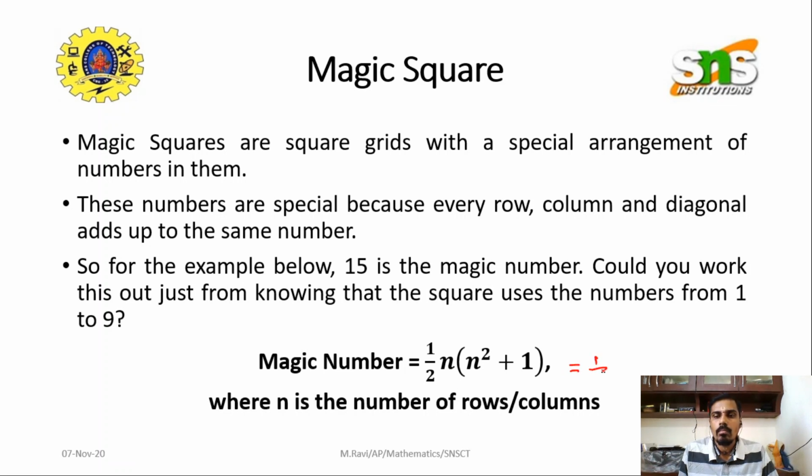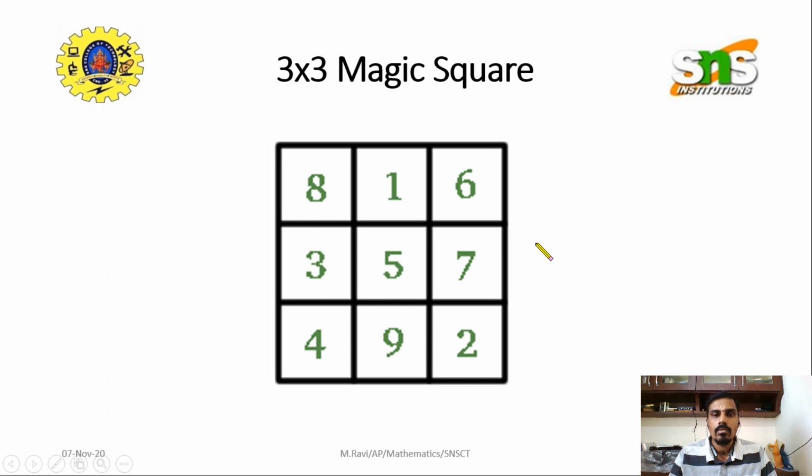So you will get 1 by 2 into 3 into (3 square, 9, plus 1). So that is nothing but 1 by 2 into 3 into 10. And this is nothing but 15, and therefore for a 3 by 3 magic square the magic number is 15. Okay, so this is how you find the magic number. We will see how to frame the magic square for an odd magic square at the end of this topic.